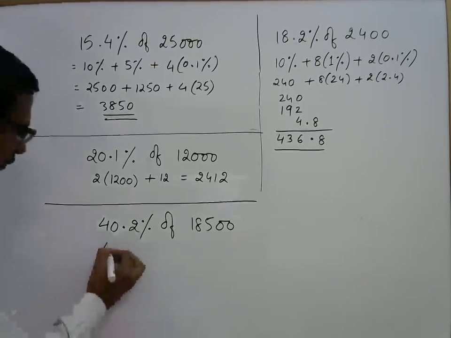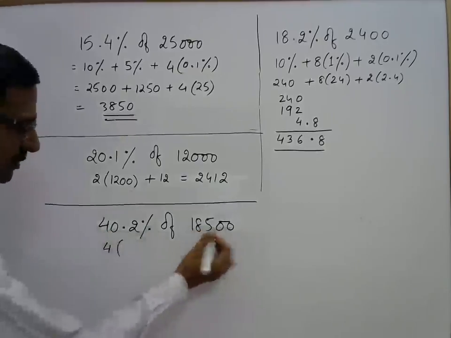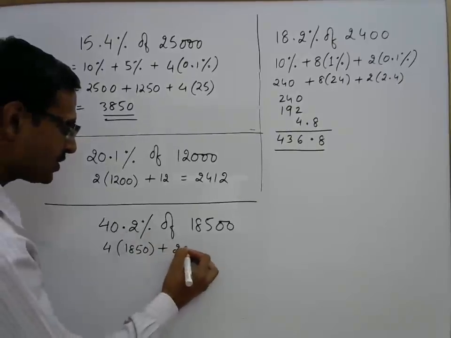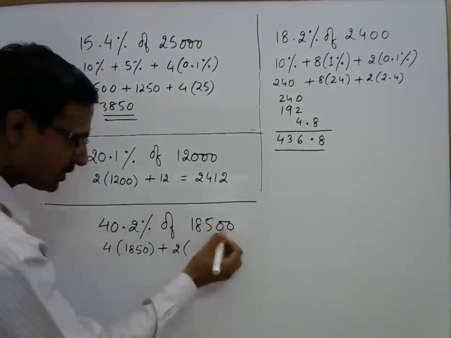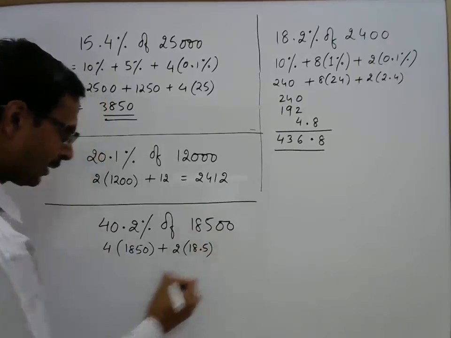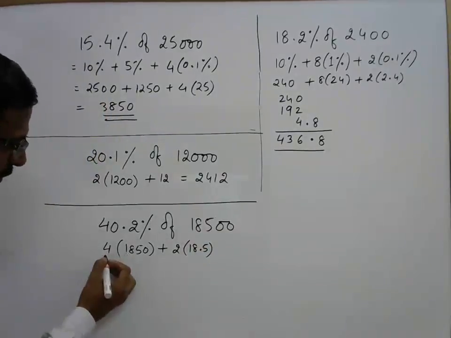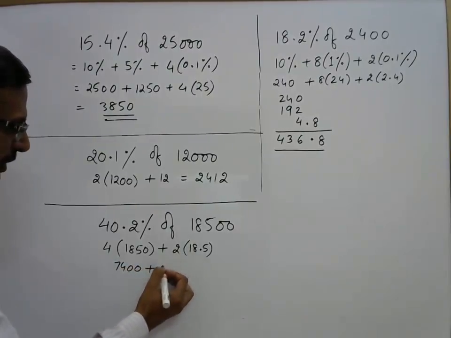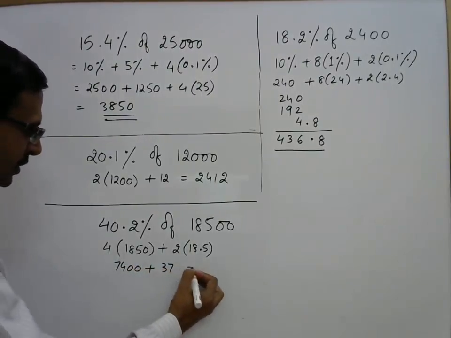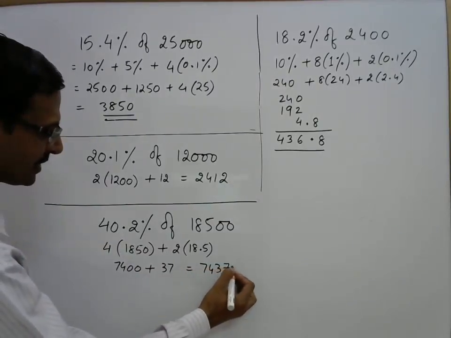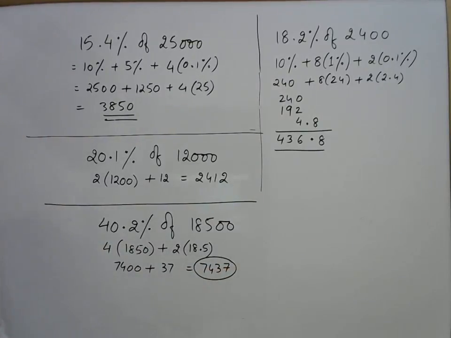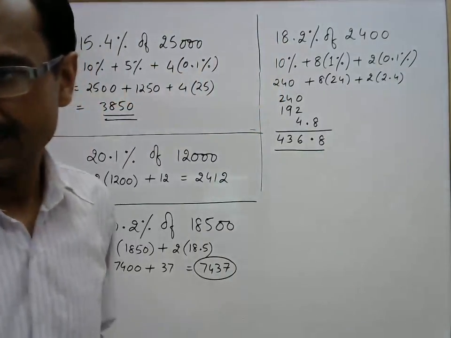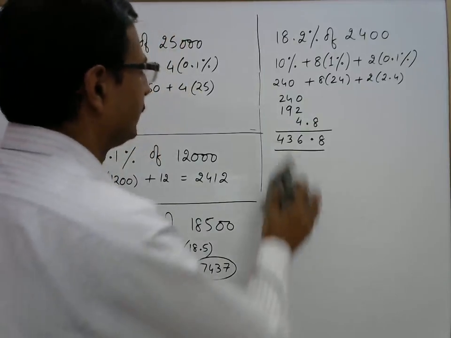Let's check. So 4 into 10%. 10% is 1850 plus 0.2. 0.2 means 2 into 0.1%. So 0.1% is 18.5. 18 times 4 is 72, 73, 74. So this is 7400. 18.5 times 2 is 37. So 7437. This is the correct answer that was expected. Okay, 7437. Now many of you are getting that right.